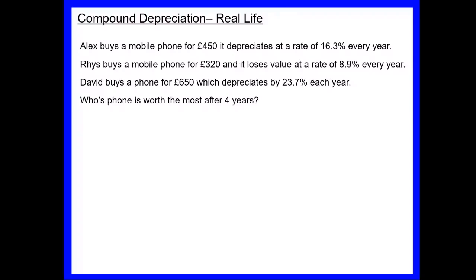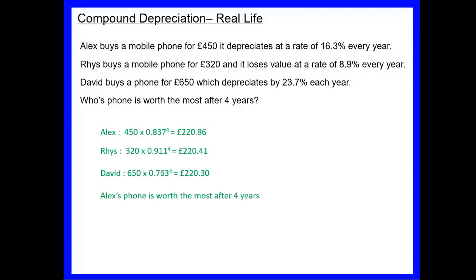Okay, so to work this out then we need to work out for each person how much their phone is going to be worth after the 4 years to see whose phone is worth the most. So we'll start with Alex then. Alex's phone was £450, reduced by 16.3%, so that left us with 83.7%, so 0.837 to the power of 4 because we're doing 4 years. His is worth £220.86.